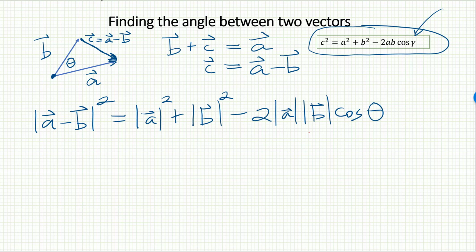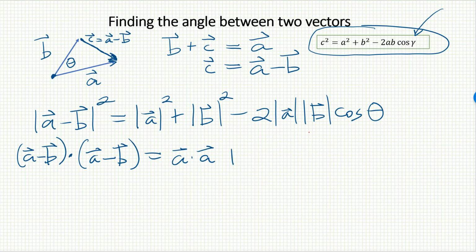Remember, I'm trying to find a formula for angle theta. Well, notice that in this equation we've just written down, there are 3 times where I have the magnitude of a vector squared. We have previously learned that the magnitude of a vector squared is equal to that vector dotted with itself, the dot product of the vector and itself. So that means that this expression on the left is just the vector A minus B dotted with another copy of vector A minus B. And then the magnitude of vector A squared, that's just A dot A. Same thing for the magnitude of vector B squared, B dot B. The ending I'll copy down the same.